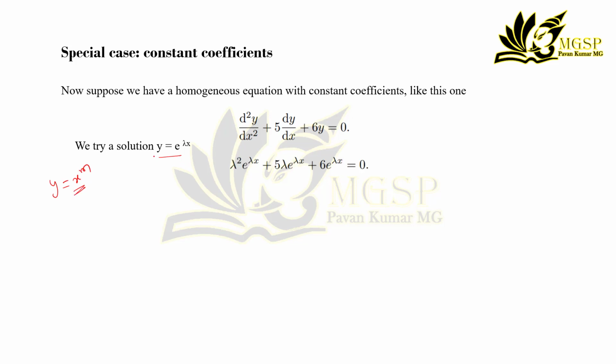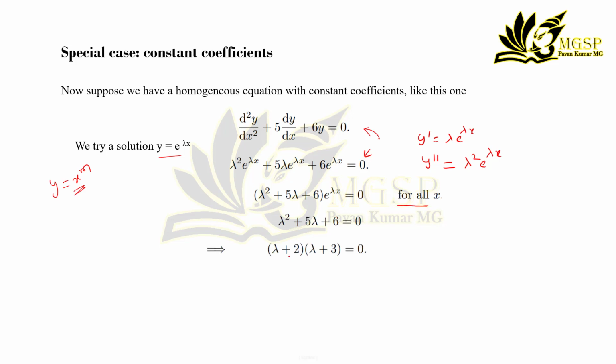Then when you differentiate this, y dash is equal to lambda into e power lambda x. When you differentiate a second time, y double dash is lambda square into e power lambda x. Now substitute these values and you will be getting this equation: lambda square plus 5 lambda plus 6, times e power lambda x, is equal to 0. This is for all x.